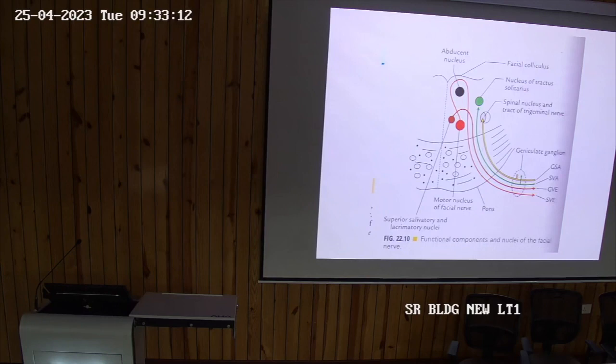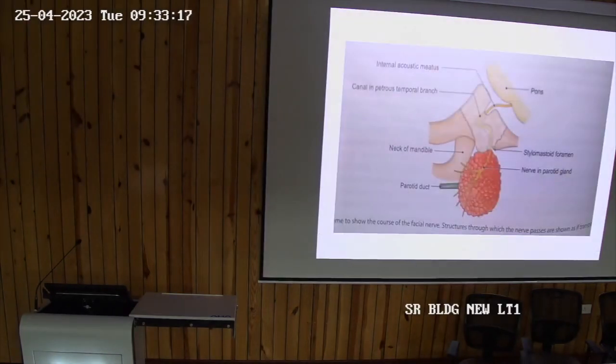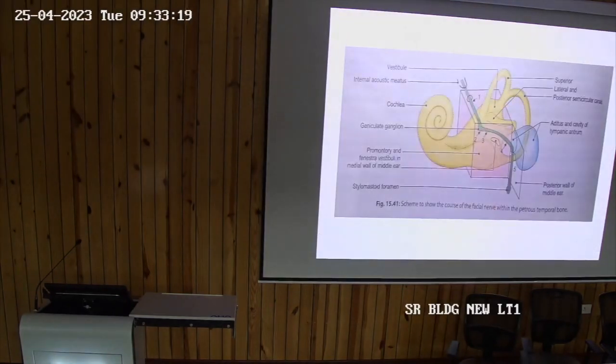Now see in the petrous part of the temporal bone. Look at this diagram. This is the part of the middle ear and this is the part of the internal ear, the cochlea, and the promontory. I am not talking of detail. Look here. This is the internal acoustic meatus. The facial nerve first passes through the internal acoustic meatus and then reaches the anterosuperior angle of the medial wall of the middle ear.